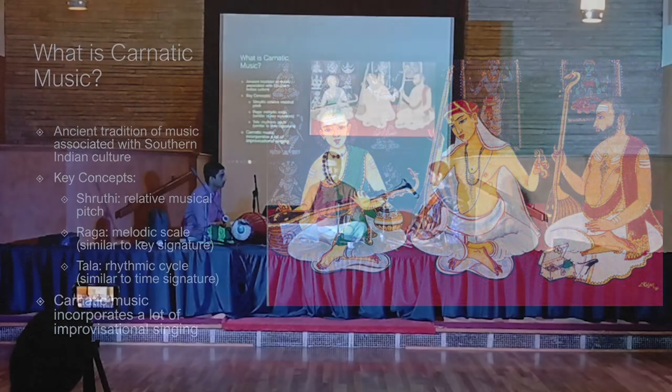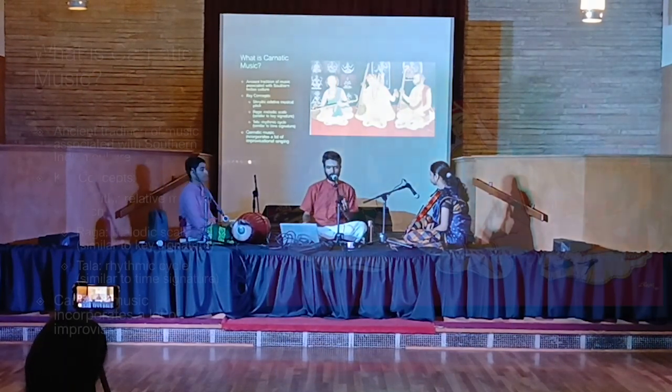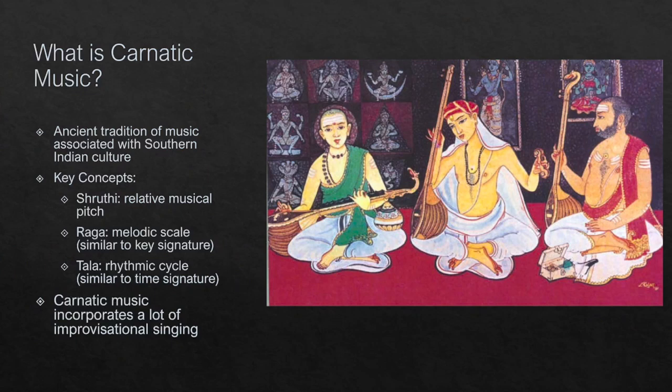It's like a drone sound. It sets the pitch that all the compositions or all the performances are sung at. Everyone has their own shruti that they will perform. And then the two pillars of Carnatic music are raga, which is the melodic scale, kind of like the key signature in Western music, and the tala, which is the rhythmic scale, like the time signature of Western music.